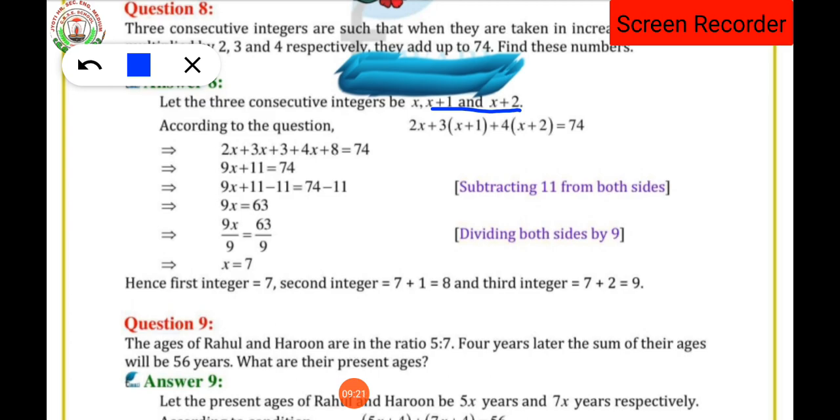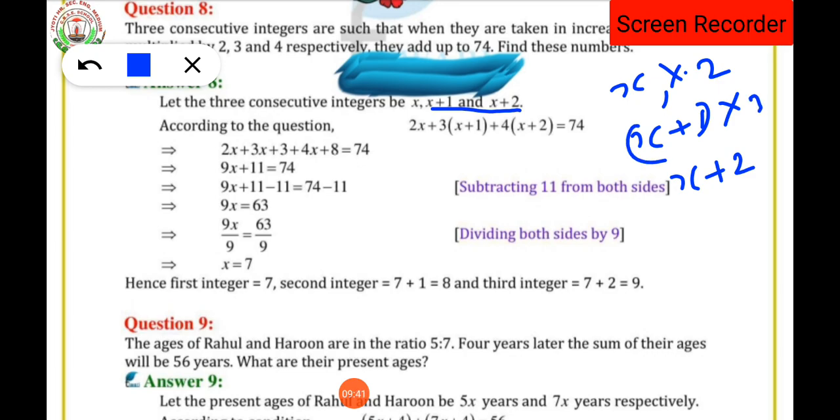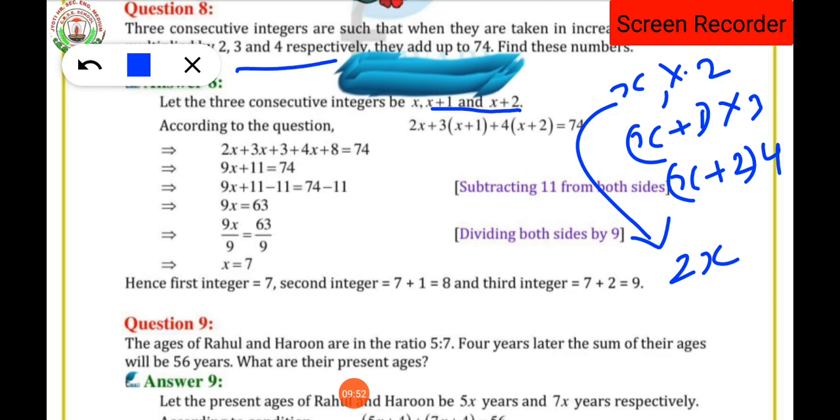And one more thing, it is said that this is the first consecutive integer, the second consecutive integer, and this is the third consecutive integer. The first consecutive integer is multiplied by 2, the second consecutive integer will be multiplied by 3 and the third consecutive integer will be multiplied by 4. So when the first integer is multiplied with 2, as it is said in the question, that's why we are going to multiply.